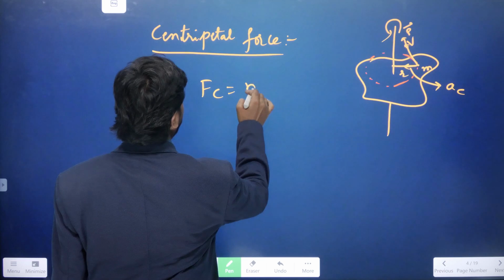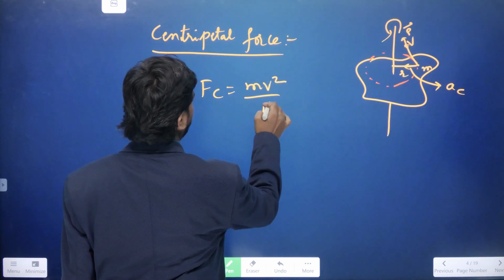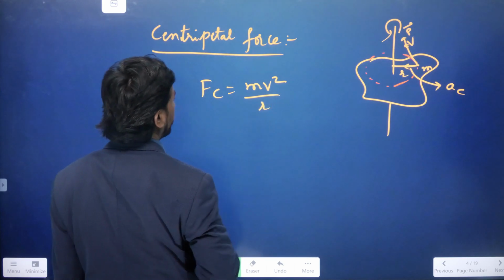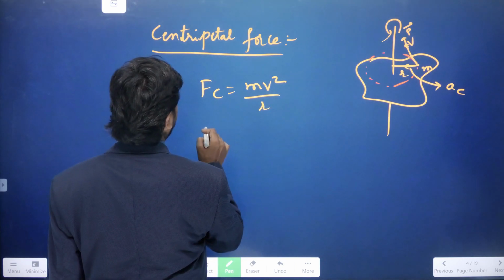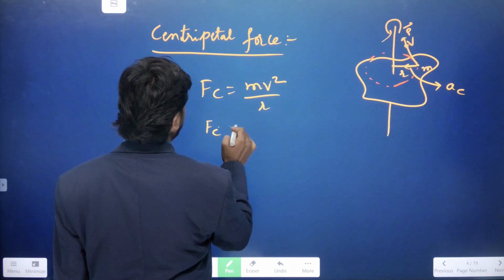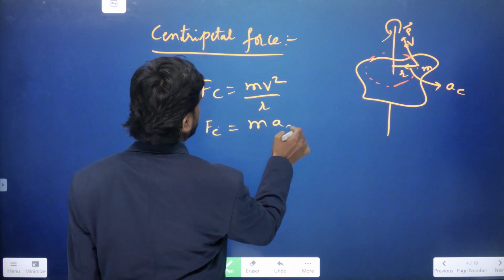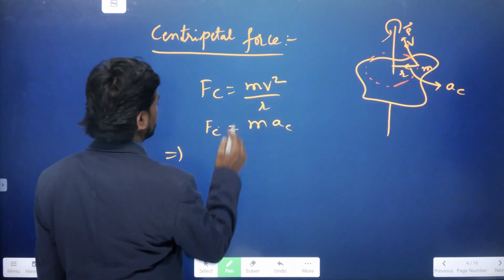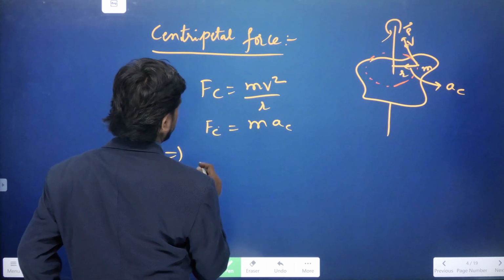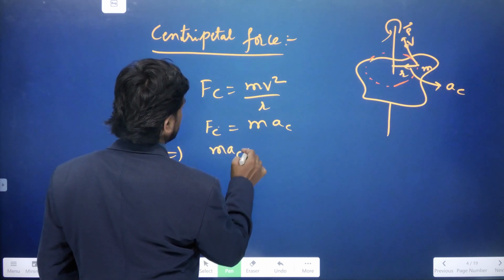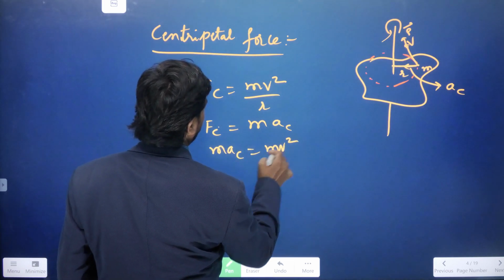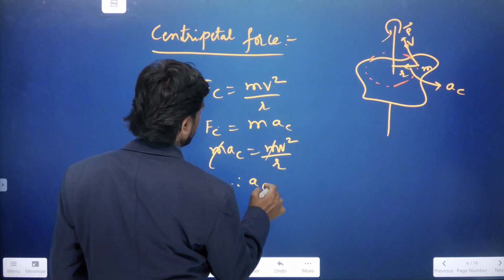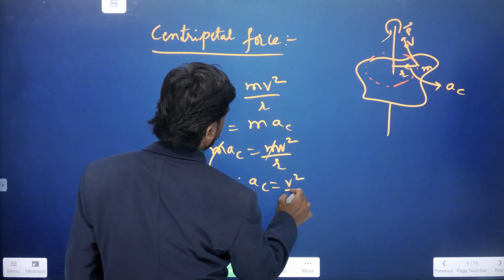Now we can write the centripetal force formula. We know that it is mv square by r, where m is the smaller mass. This is equal to the centripetal force, which is nothing but the mass of the body into the acceleration acting on the particle, m a_c. If we equate them, m a_c is equal to mv square by r. Now m and m cancel, therefore the centripetal acceleration is v square by r.